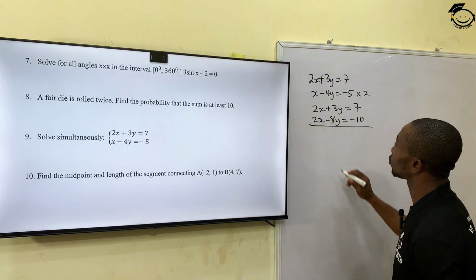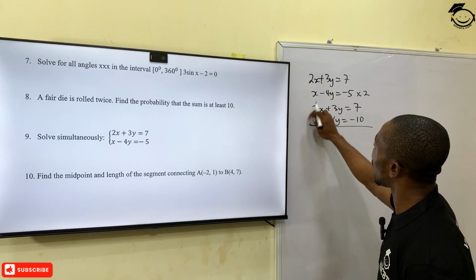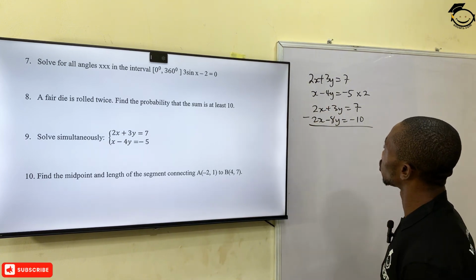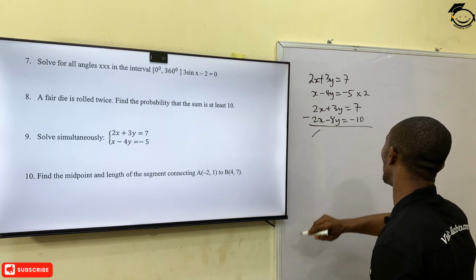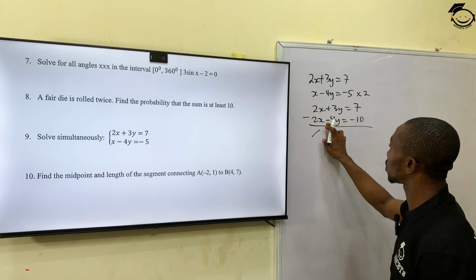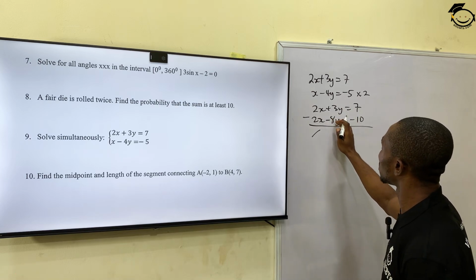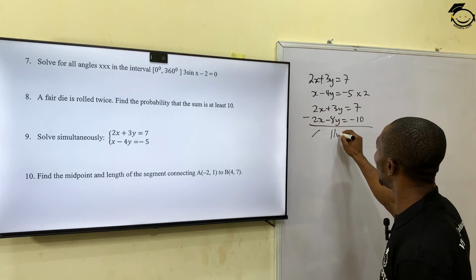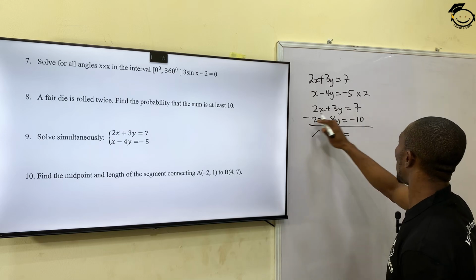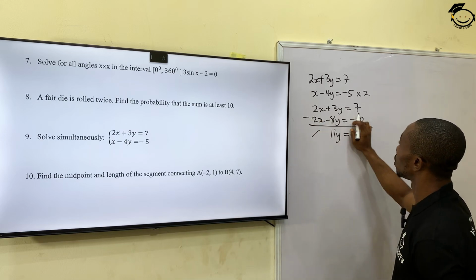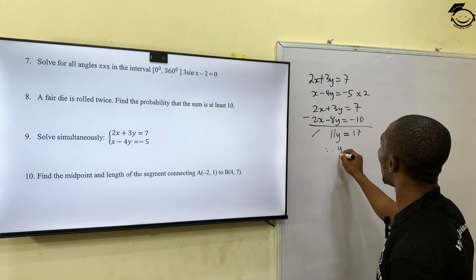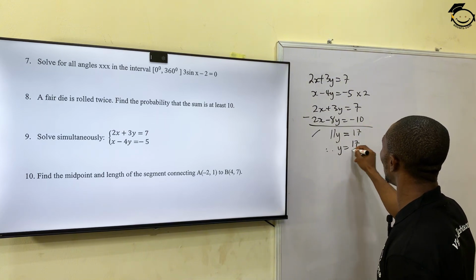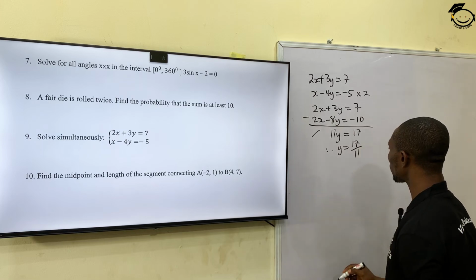Since these two are positive, we subtract. So 2 minus 2 gives us 0. Minus times minus gives us plus. 3 plus 8 gives us 11y equals minus times minus gives us plus, 7 plus 10 gives us 17. So therefore, y equals 17 over 11.